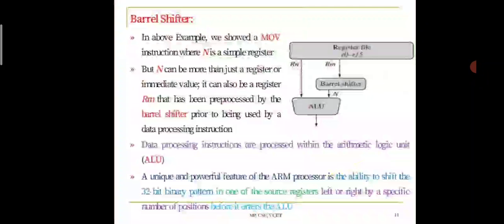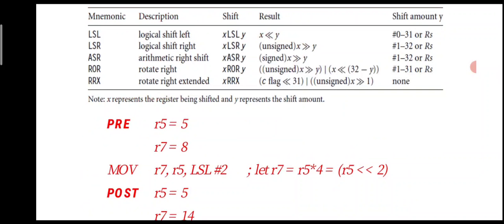Next one, for this shifting and all, a parallel shifter is required. So in the above examples, we showed parallel shifters. A parallel shifter is required for these things. Logical shift left, we write LSL. Logical shift right, LSR. Arithmetic shift right, ASR. Rotate right, we write ROR.